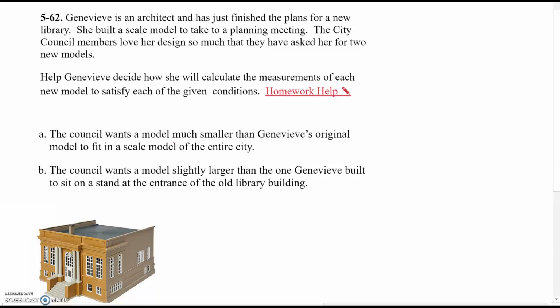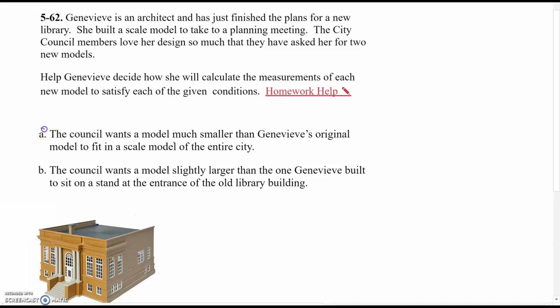The city council members love her design so much they've asked her for 2 new models. All right, nice job, Genevieve. Help Genevieve decide how she will calculate the measurements of each new model to satisfy each of the given conditions. So here we are. She built this model. She already has all the measurements for her original design.